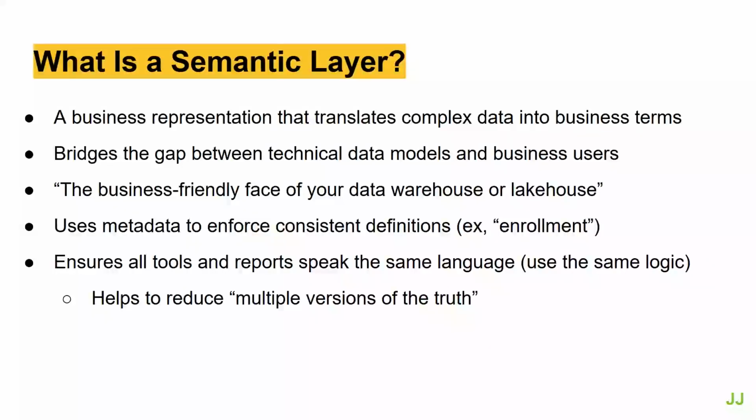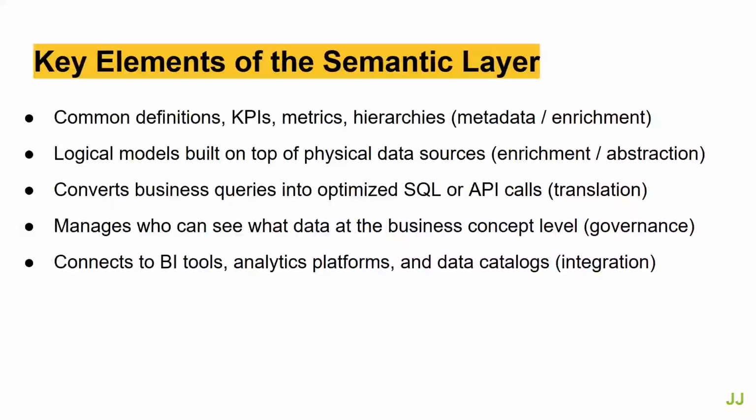We're looking at creating consistent definitions for things, making sure that everything's using the same logic to determine things like KPIs, and ultimately we're trying to reduce how many versions of the truth we have. So KPIs, definitions, metrics, hierarchies, this is all metadata that's involved in the semantic layer. This touches the enrichment space as well. We're building logical models. So we're creating this abstraction of the underlying data structures that is easier for users to navigate. Also something we do in enrichment.